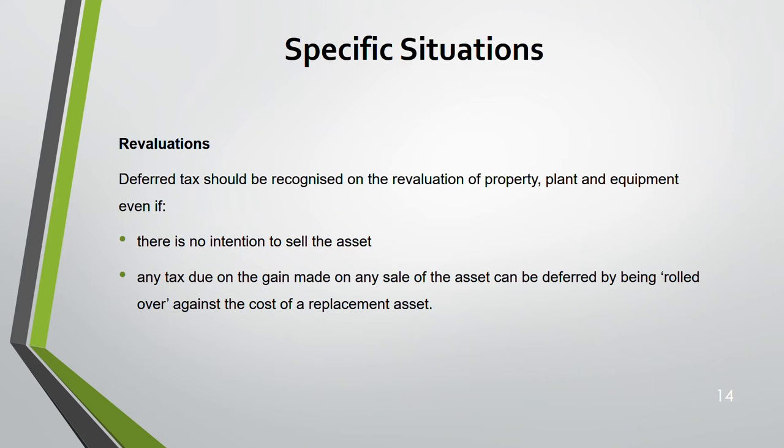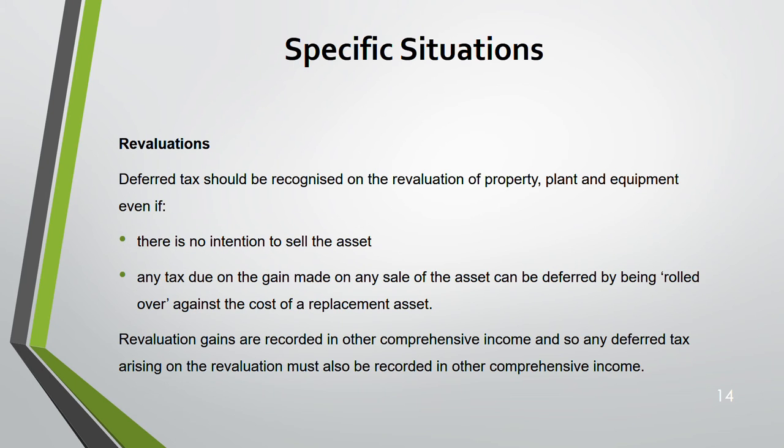If you're not understanding this, don't worry. Through questions, we'll understand this better, okay? Especially the second point. This is regarding capital gain tax, okay? We all know that when we sell an asset, there is a capital gain tax on that. So if there is any tax that is due on that gain, that tax can be deferred using rollover against the cost of a replacement asset. You can deduct that cost against an asset if you are buying an asset, okay?